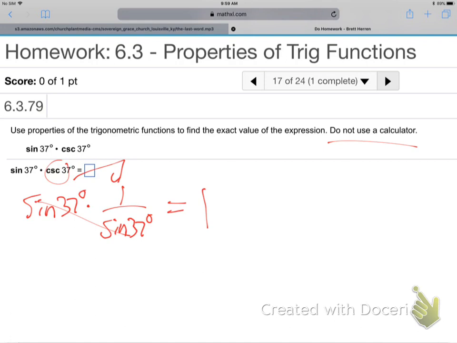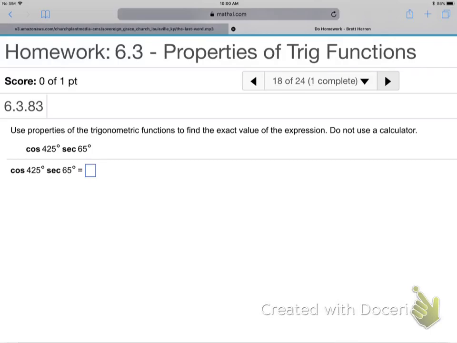Right on. Good. So they're gonna start doing stuff like that now. They're gonna just use little properties. So we don't even need to. Okay. So we have cosine 425 times secant 65.